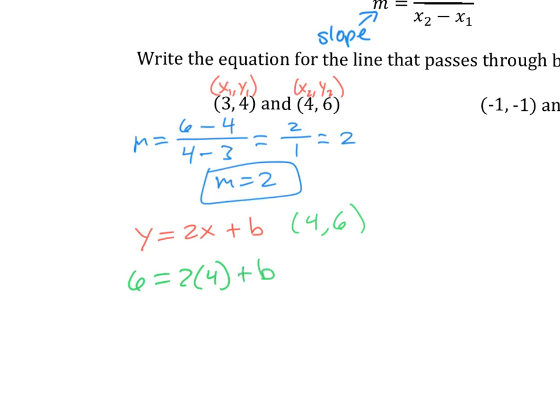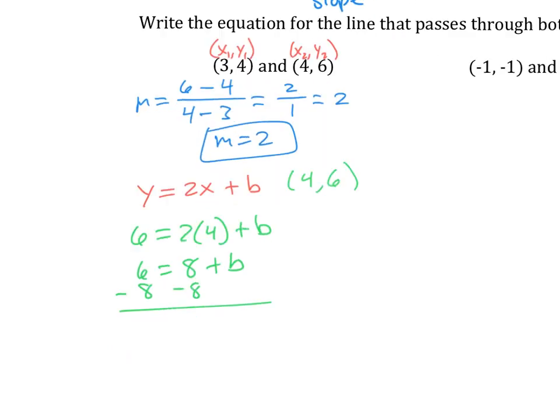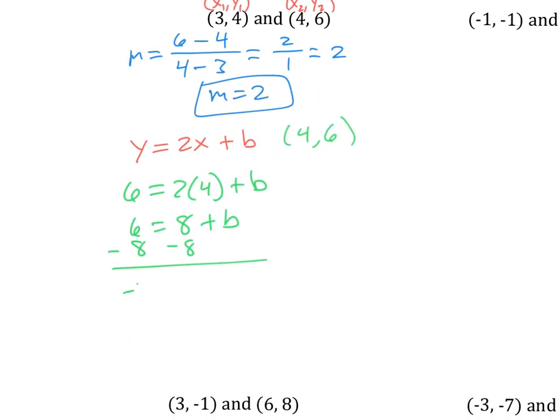Now we just have to simplify and solve for b. So we'll get 6 equals 8 plus b, and then we subtract 8 on both sides to get 6 minus 8 is negative 2, which is equal to b. So b equals negative 2. M equals 2, and we can just write our equation in slope-intercept form. Our final answer is going to be y equals 2x minus 2.